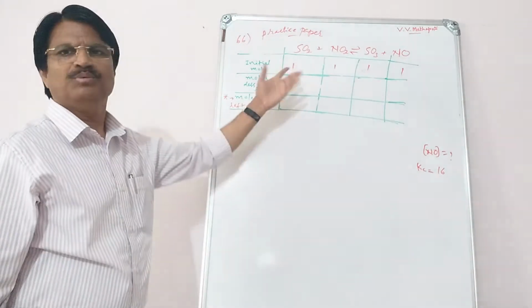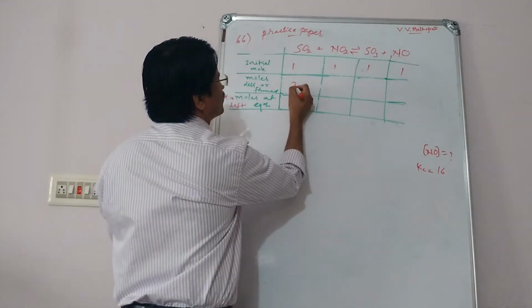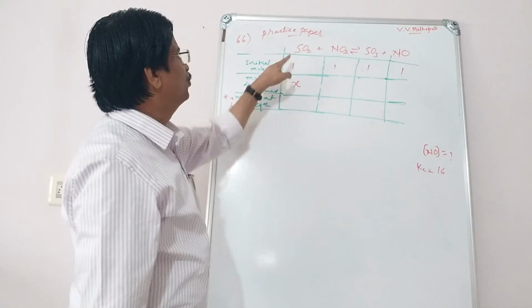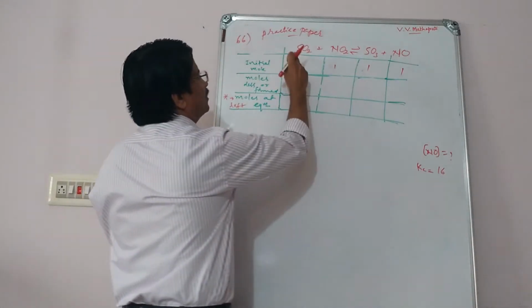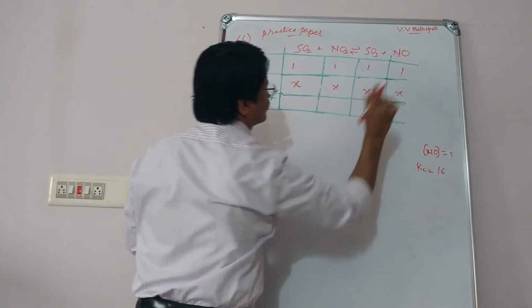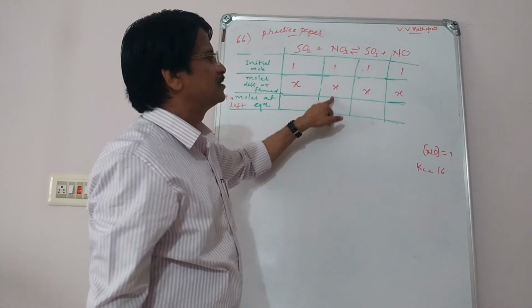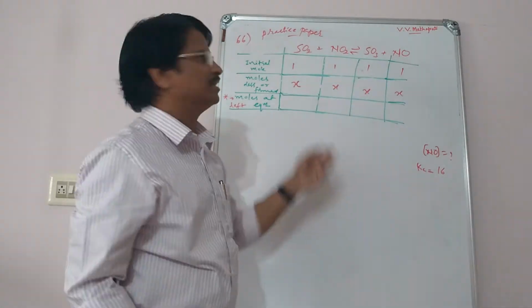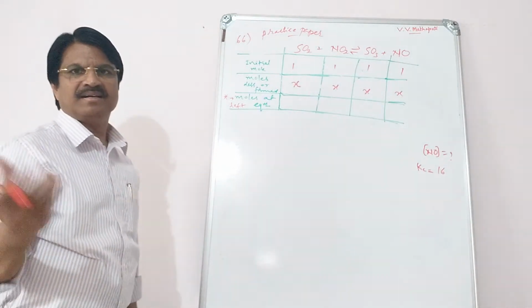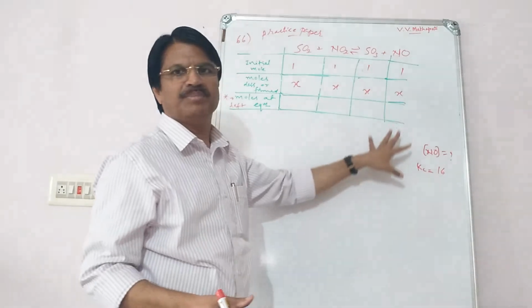Next, second, we don't know how much reacted. Let us say out of 1 mole, x mole reacts. Then 1x, 1x, 1x, 1x. If it is 0.1, then 0.1x, or 0.3, then 0.3x. But here all are 1, 1, 1, therefore x, x, x. And the standard hint: reactant side minus, product side plus.